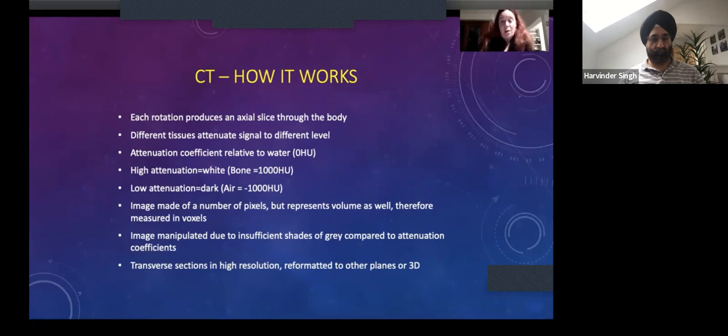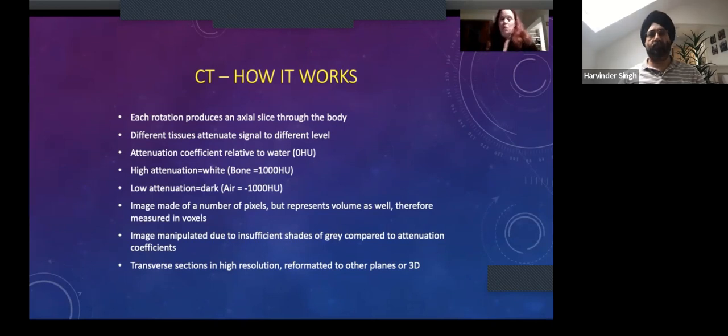Tissues with a high attenuation, such as bone with the highest attenuation, appear white, and those with a low attenuation, such as air with the lowest attenuation, appear dark. The image is made up of pixels, which essentially mark each point on the patient in that slice, but because there is a volume to these they become voxels. The image has to be manipulated, and this is where we get windows on the CT scanner, because there are insufficient shades of grey compared to the number of attenuation coefficients. So the image has to be focused on the tissue or the area that you wish to look at.